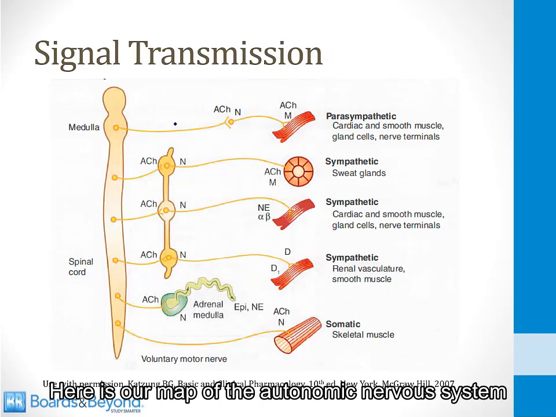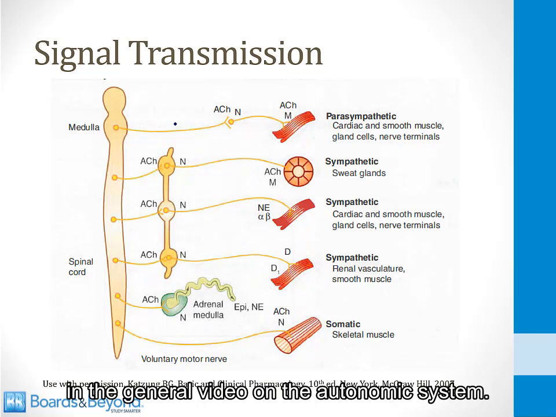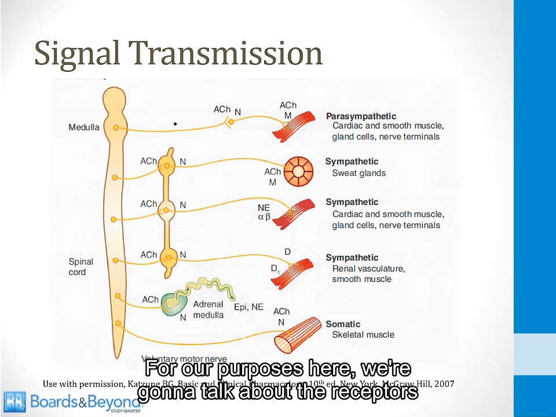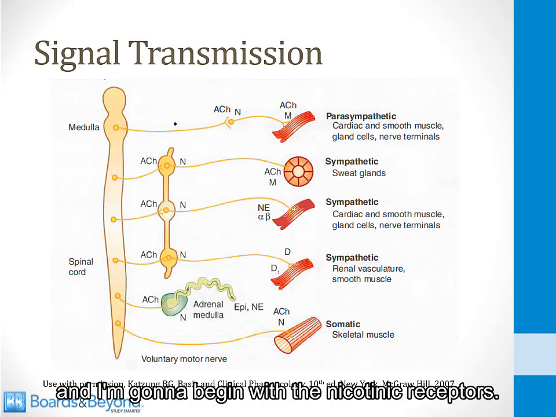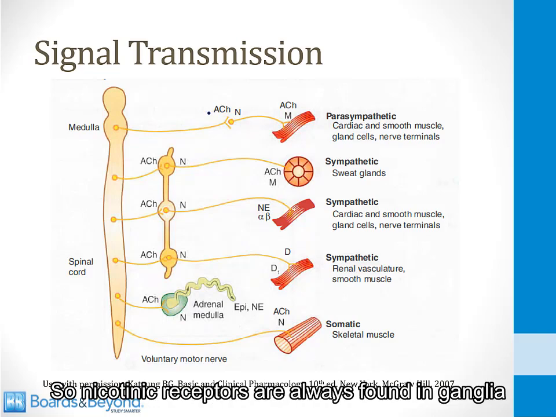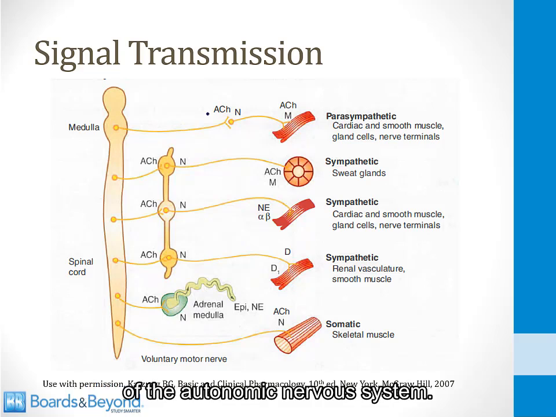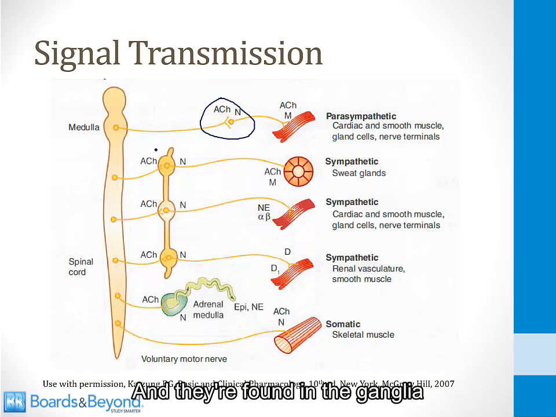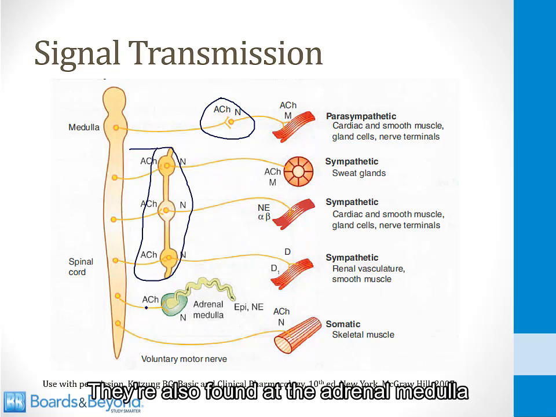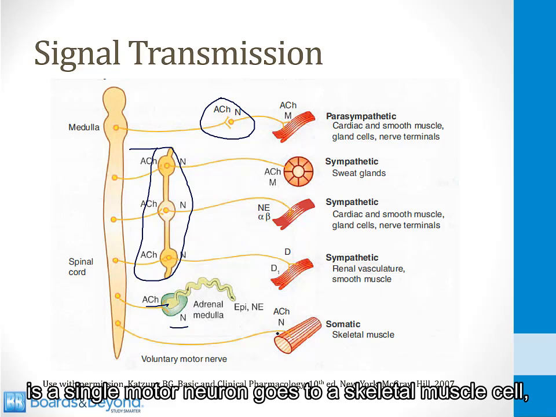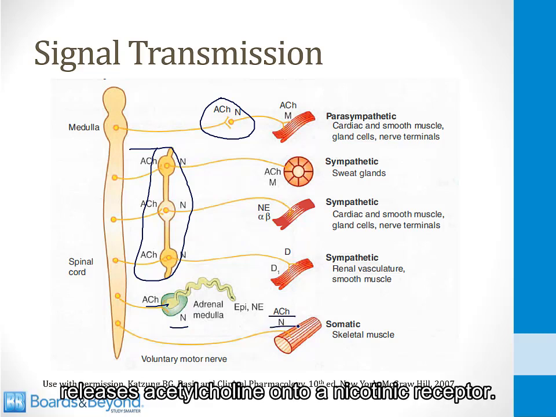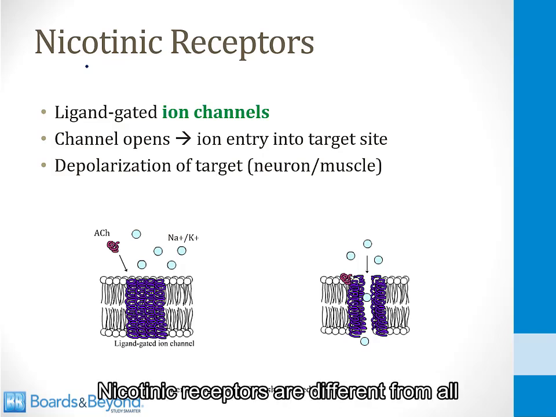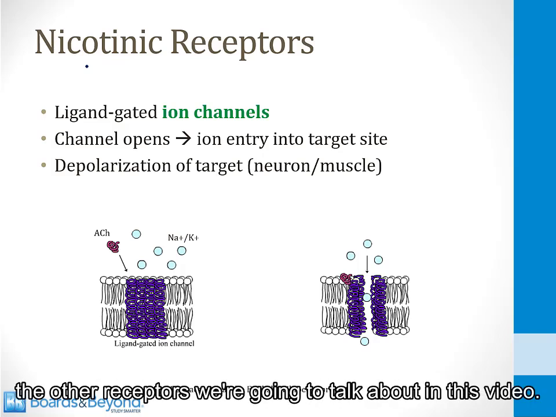Here is our map of the autonomic nervous system, which I go over in detail in the general video on the autonomic system. For our purposes here, we're going to talk about the receptors, and I'm going to begin with the nicotinic receptors. So nicotinic receptors are always found in ganglia of the autonomic nervous system. They're found in the ganglia of the parasympathetic system, as shown here, and they're found in the ganglia of the sympathetic system, shown here. They're also found at the adrenal medulla, and they are also found at skeletal muscle. The way skeletal muscle is innervated is a single motor neuron goes to a skeletal muscle cell, releases acetylcholine onto a nicotinic receptor.